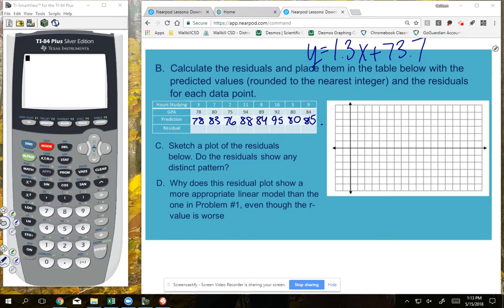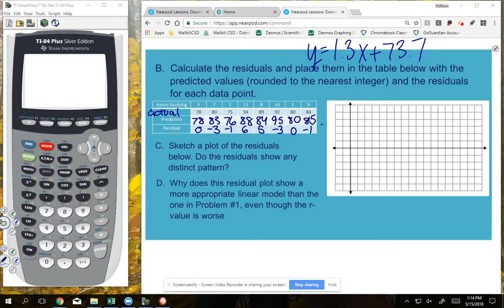Go ahead, Luke, next line. Good. So you're going to subtract the actual GPA minus the predicted GPA. So it's 78 minus 78, everybody. 0. 80 minus 83. Negative 3. 75 minus 76. Negative 1. 94 minus 88. 6. 89 minus 84? Say it. 5. 92 minus 95. Negative 3. 80 minus 80. 0. 84 minus 85. Negative 1.